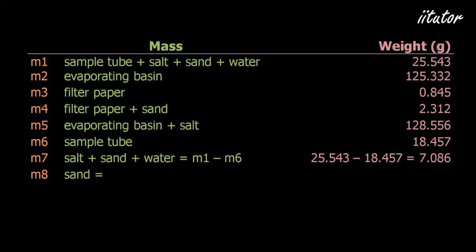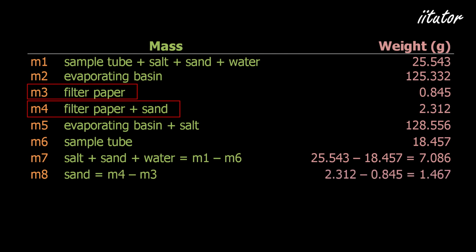So the mass of the sand, remember what we measured. This is key. We have to think back to what we measured and what we want out. What we measured was the mass of the filter paper plus the mass of the sand. That was M4. We have weighed the mass of the filter paper previously. That's M3. So the mass of the sand is simple. It's just the mass of the filter paper plus the sand minus the mass of the filter paper. M4 minus M3 gives you a particular number based on the numbers that we got before.